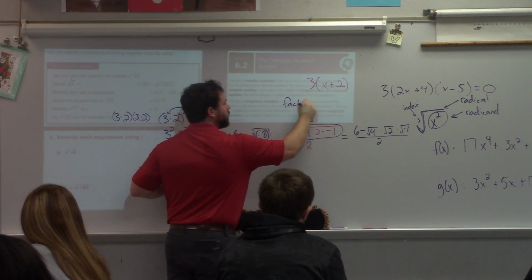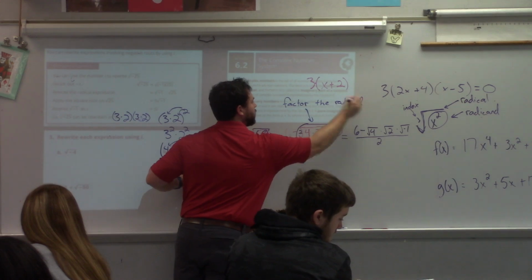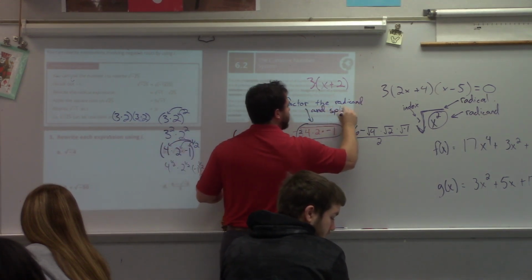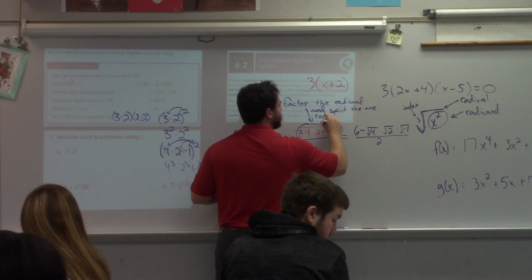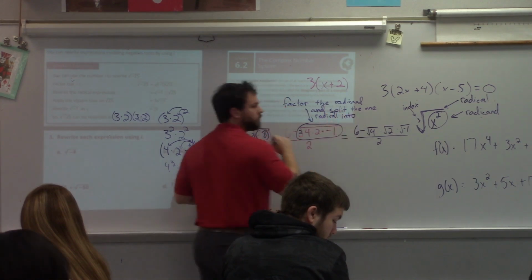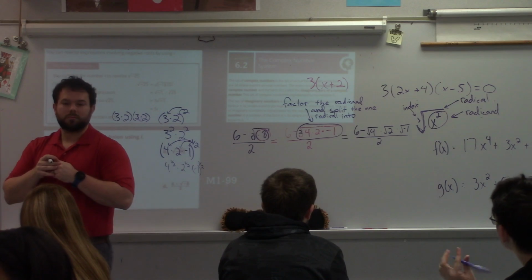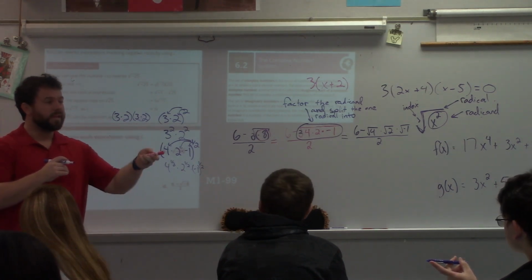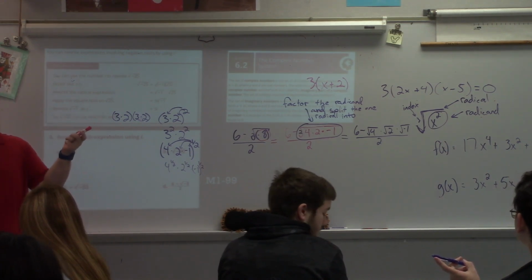Factor the radicand and split the one radical into how many radicals? In this case, it's 3. As many as you can, so as many factors as there are.